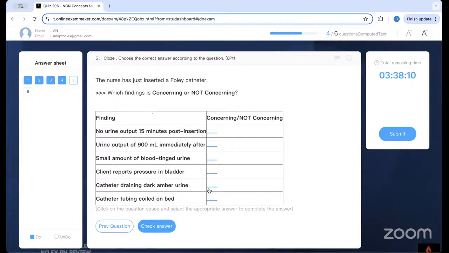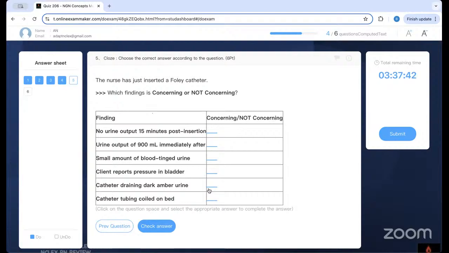Urine output of 900. Exactly. As soon as you put it in, boom, you get 900. Should you worry about it? It's a small amount of blood. Think urine. What do you think after insertion of the Foley? Client is reporting pressure in the bladder. She's getting spasm. Are you in the right place? Are you in the urethra? Yeah, you got to figure out.